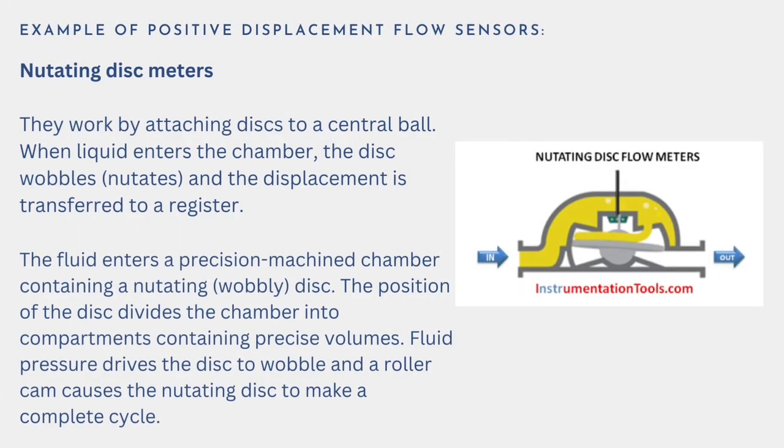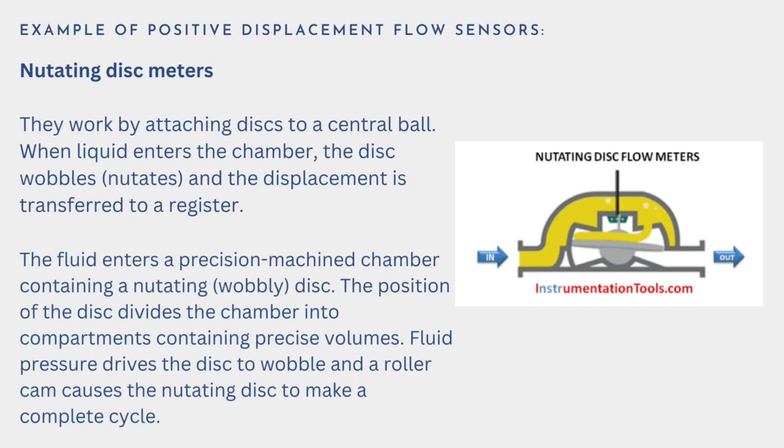Next is the nutating disc meters. They work by attaching discs to a central ball. When liquid enters the chamber, the disc wobbles or nutates, and the displacement is transferred to a register. As the disc rotates, a specific amount of water is trapped above and below the disc, depending on the design of the nutating disc flow meters. And if the water flow is fast, the disc wobbles very fast too, but the same amount of liquid is still distributed or released.